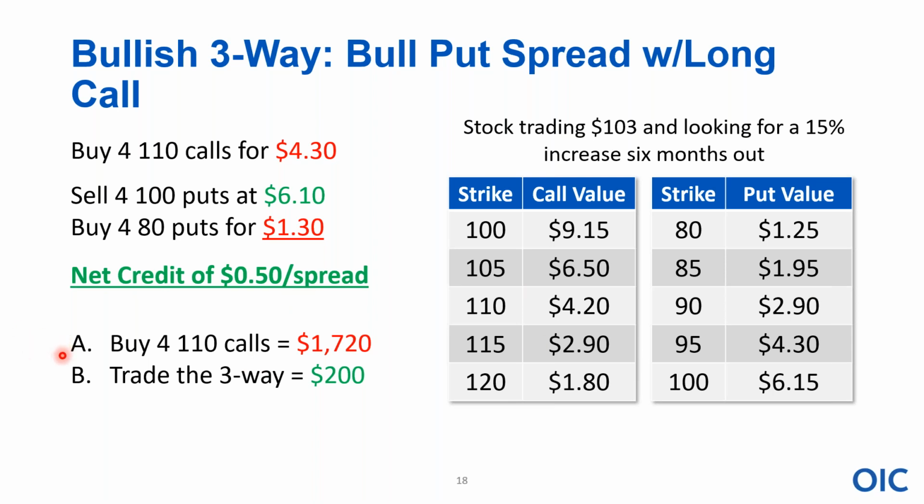Now, A and B are going to compare. The driving force behind the trade is we're bullish, and we want the upside potential to gain with big moves to the upside. Significant moves higher, we want to capitalize on it. Buying calls is the comparison trade: paying $17.20 to buy 4 of the 110 calls, or do the three-way and receive an upfront credit of $200.